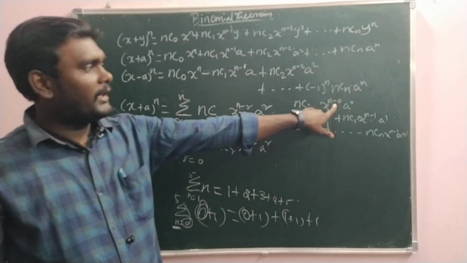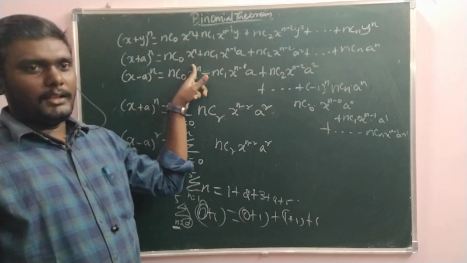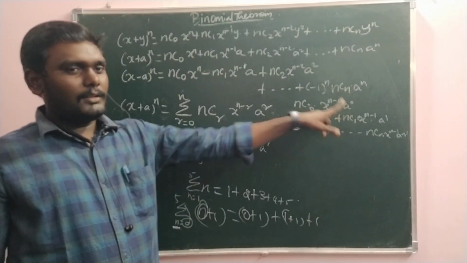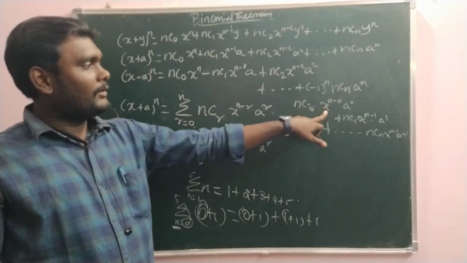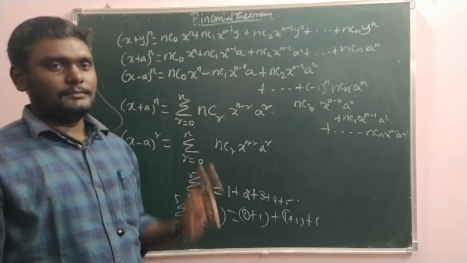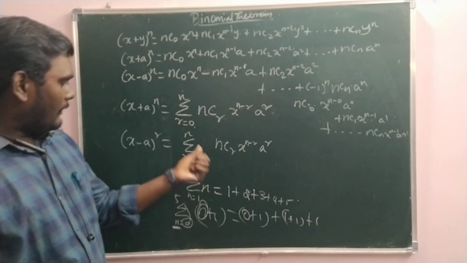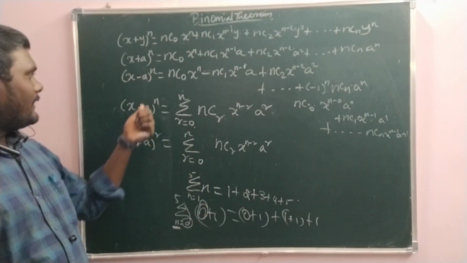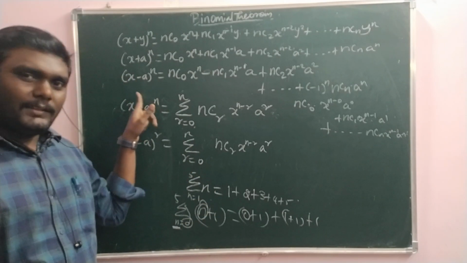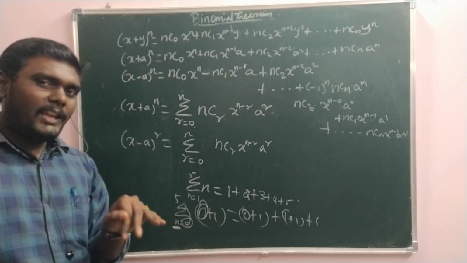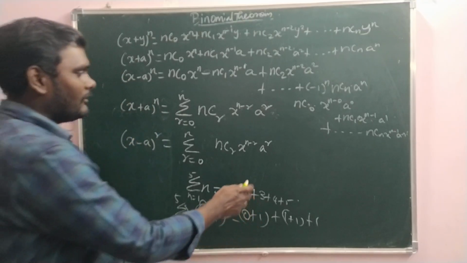See man, x power n minus 0 is what? X power n. A power 0 is what? 1. So nC0 x power n. That is the first term. Okay, like that. As I told you while expanding this, in place of plus a, we have to put minus a. Here also we will put minus a.